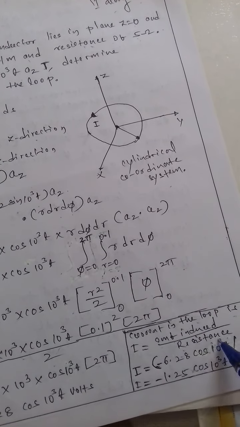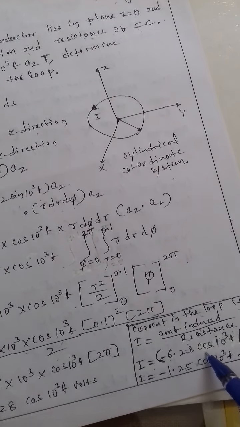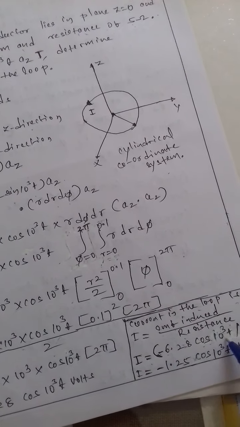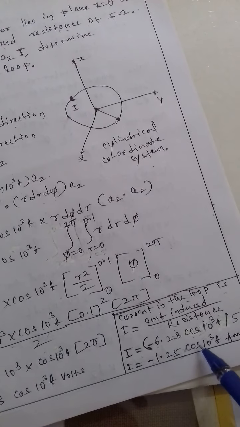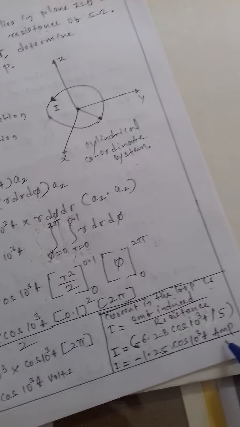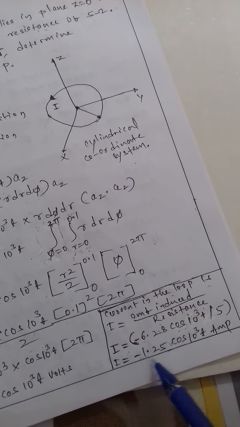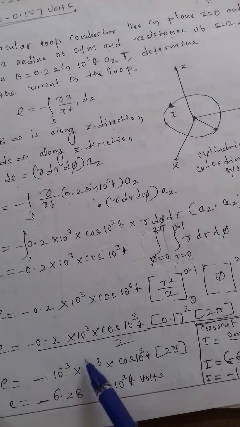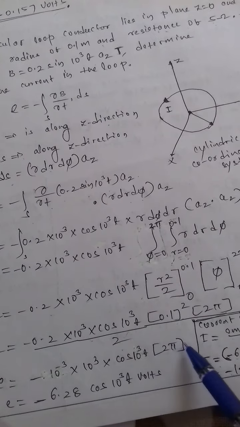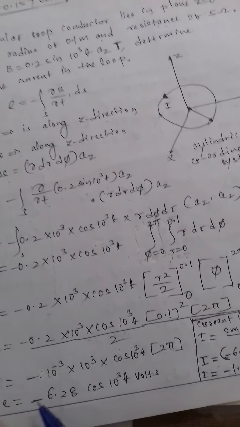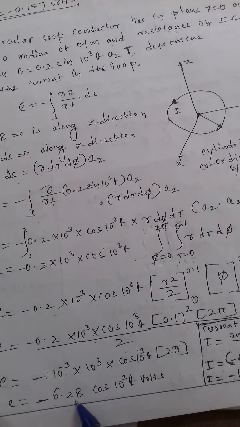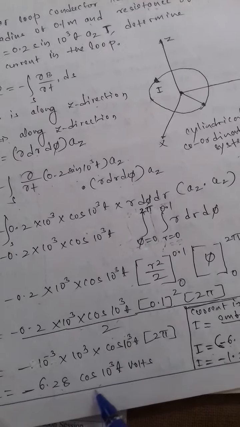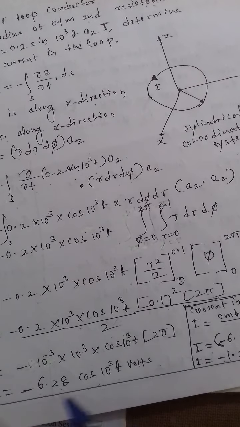I is equal to EMF induced upon the resistance, which is minus 0.628 into cos 10 raised to 3 t upon 5, that is minus 0.125 cos 10 raised to 3 t amperes. The EMF induced is E is equal to minus 6.28 cos 10 raised to 3 t volts.